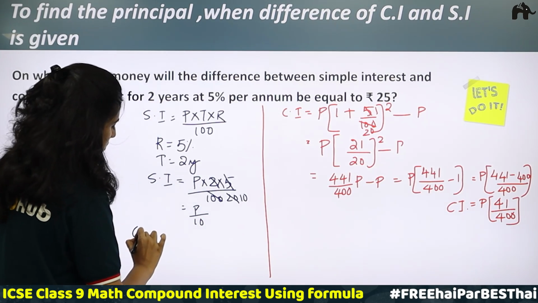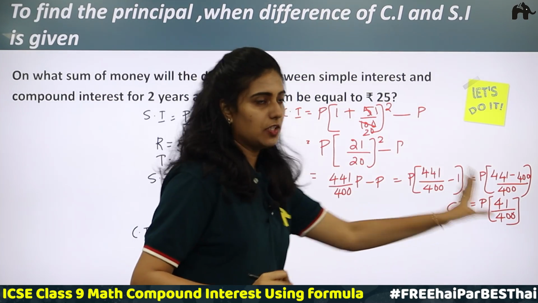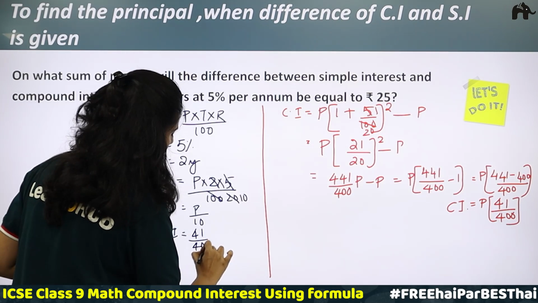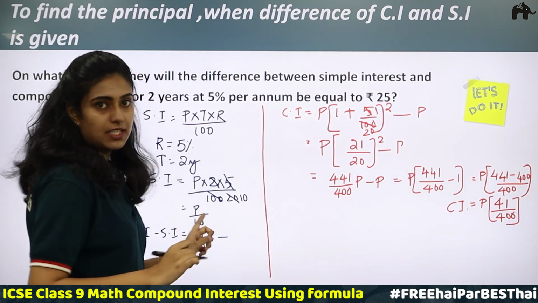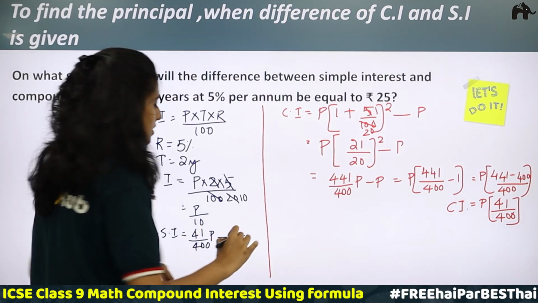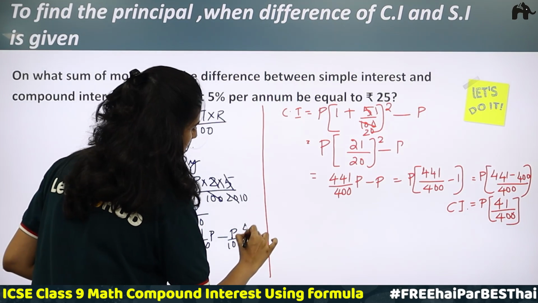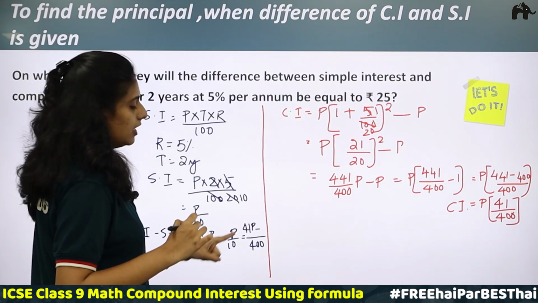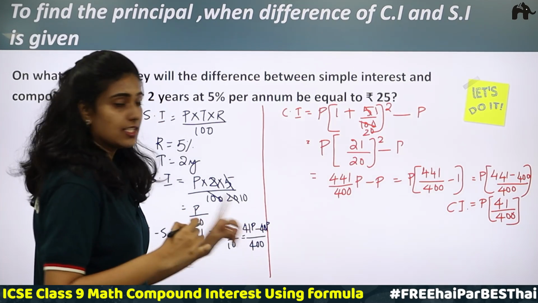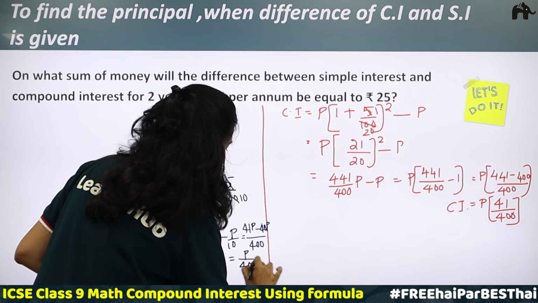Then what is the difference? Compound interest minus simple interest is equal to, compound interest we got 41 by 400 P, minus simple interest P by 10. So, taking the LCM, we get 400 in the denominator, numerator 41P minus 10 into 40 is 400, 40P. You will be getting the difference to be equal to P by 400.